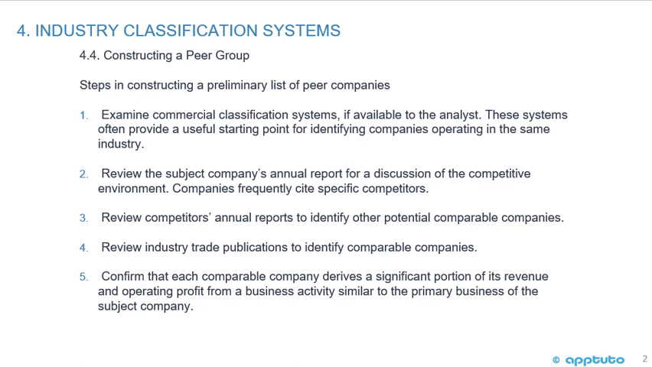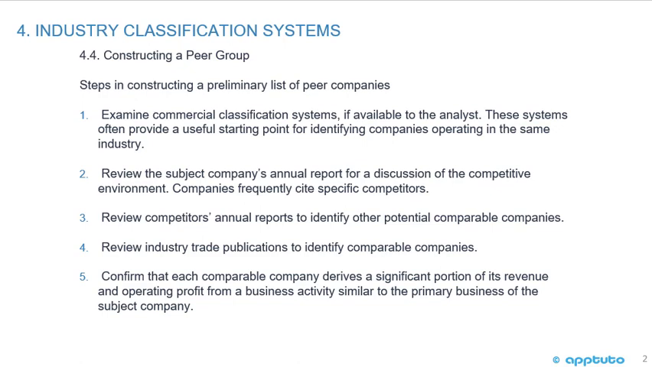There are 5 steps. Number 1, examine commercial classification systems if available to the analyst. These systems often provide a useful starting point for identifying companies operating in the same industry. Number 2, review the subject company's annual report for discussion of the competitive environment. Companies frequently cite specific competitors.